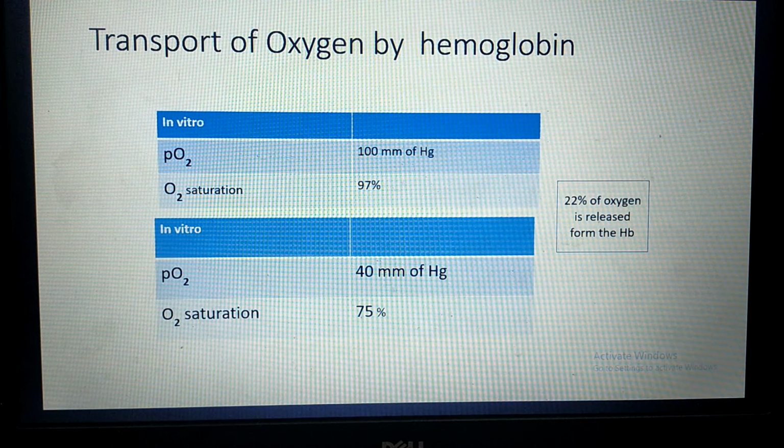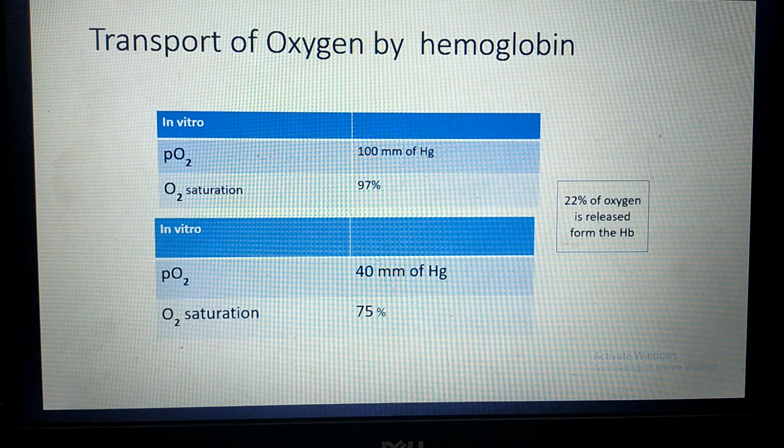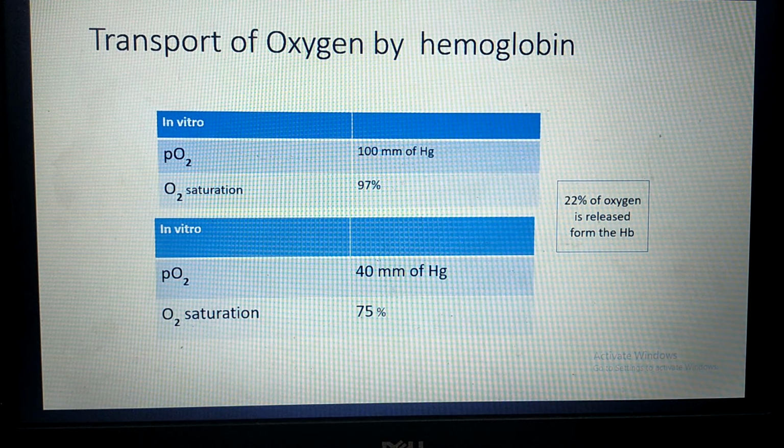In this study, what we have observed is that when the PO2 decreases from 100 mm of Hg to 40 mm of Hg, the hemoglobin saturation decreases from 97% to 75%. Hemoglobin saturation means how much hemoglobin molecule combines with oxygen. That means 22% of the oxygen is released from hemoglobin outside the body.